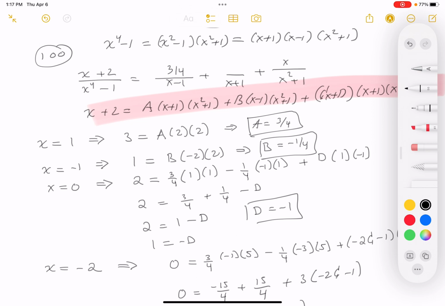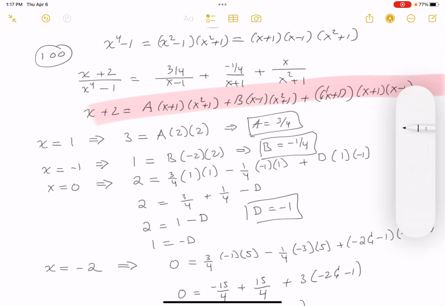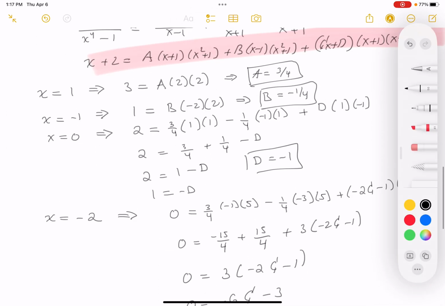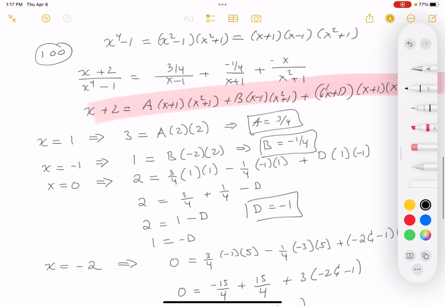What was the b? It was minus 1/4. I'm sorry, a, b, c. What was the c? The c was, let's put that down. Oh, look at that, minus 1/2. Kind of looks weird, doesn't it? And then what's the d? d was minus 1. So I guess that's an answer.